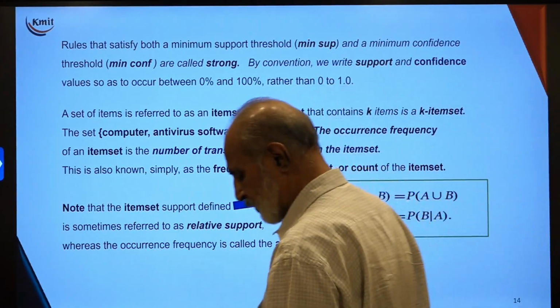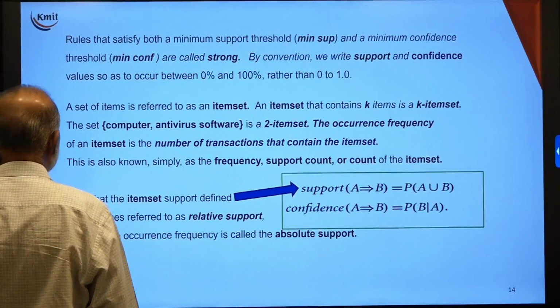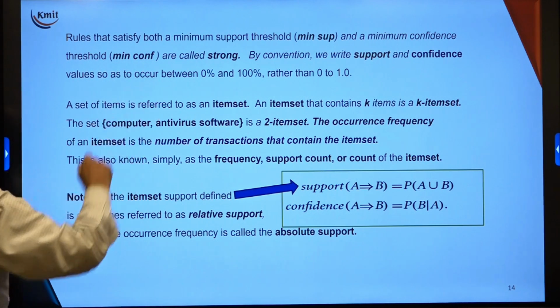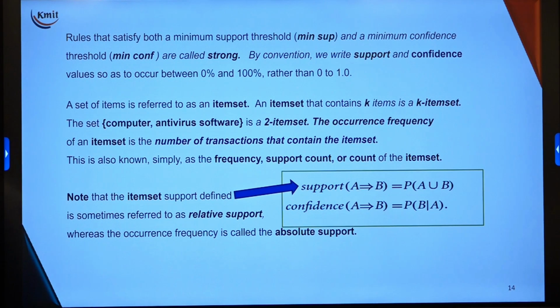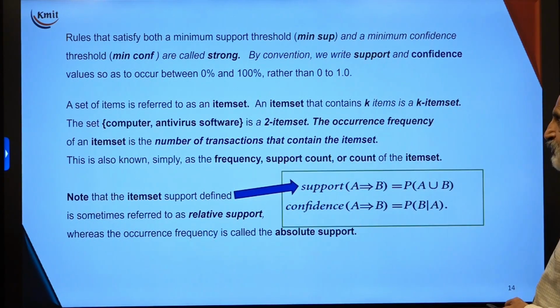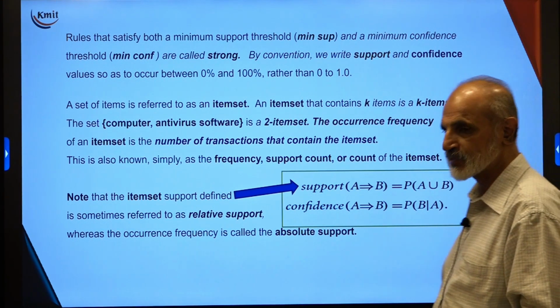Now we also have two more things to learn: rules that satisfy both a minimum support threshold, so we use the word minimum, MINSUP, minimum support, and a minimum confidence threshold. So we use the word minimum confidence. These are also called strong rules in association mining. By convention, we write support and confidence values as occurring between 0 and 100% rather than 0 and 1. That is why we have shown a confidence level equal to 60%. So normally we put them into a percentage form.